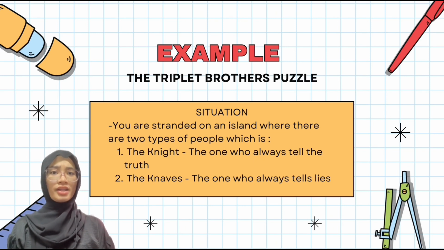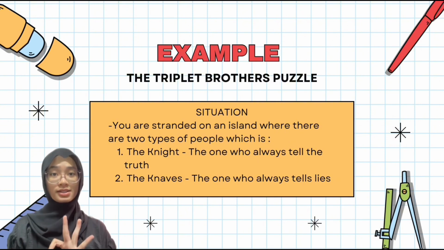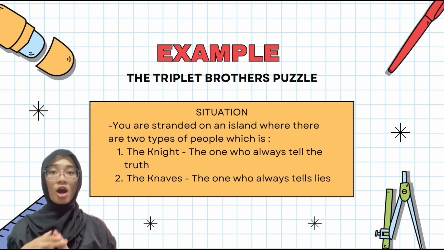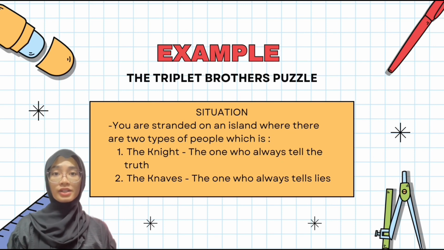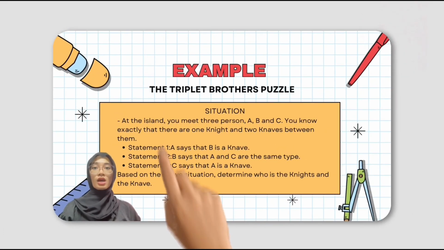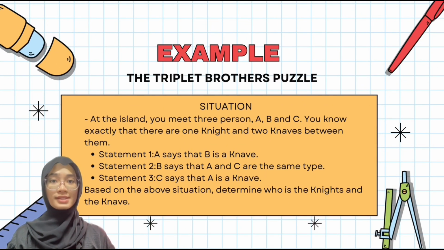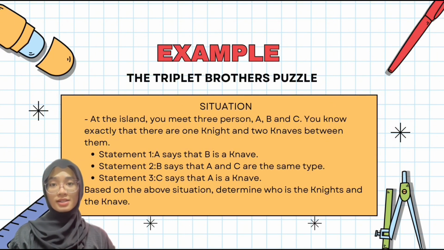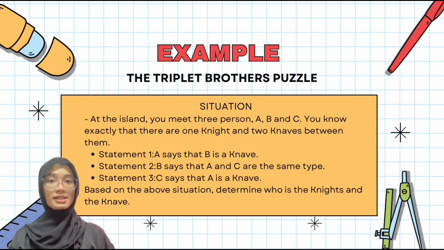Imagine that we arrive at an island where we meet 3 brothers, A, B, and C. On this island, every person is either a knight or a knave. A knight always tells the truth, while a knave always lies. The 3 brothers make the following statements. A says that B is a knave. B says that A and C are the same type. C says that A is a knave. Our task is to determine which person is a knight and which person is a knave.